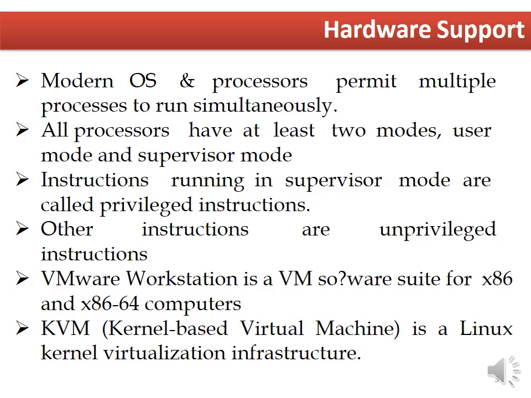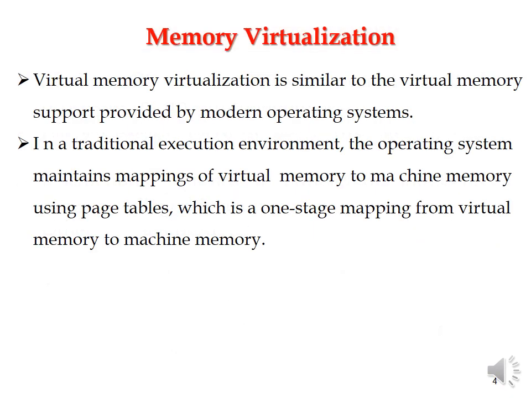First I have to know what hardware support is needed for this. Modern operating systems and CPUs permit multiple processes to run simultaneously. All CPUs have at least two modes, user mode and supervisor mode. Instructions running in supervisor mode are called privileged. Other instructions are called unprivileged instructions. VMware Workstation is suitable for x86-64 computers. KVM, kernel-based virtual machine, is a Linux kernel virtualization infrastructure.